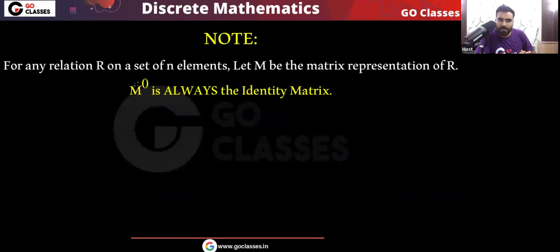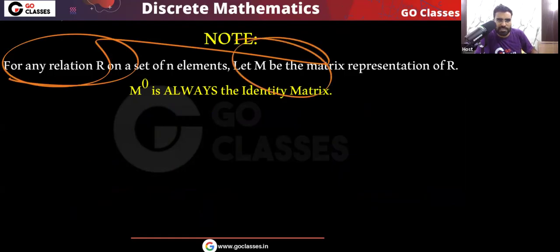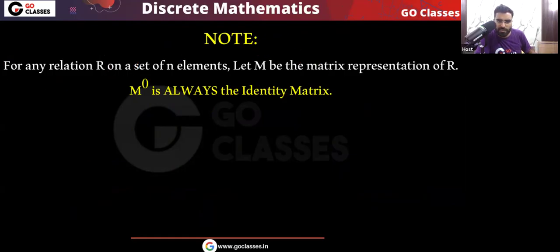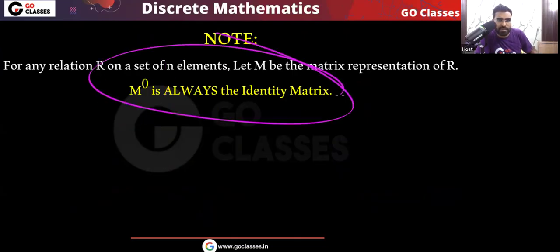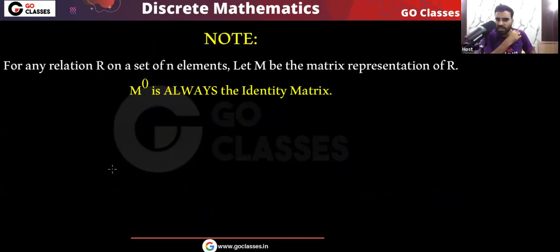Very easy. So this is what I'm saying: whatever relation you take on any base set, M power 0 will always be the identity matrix. And what is M here? M is the matrix representation of R. So for any relation R, if M is the adjacency matrix, or the matrix representation of R, then M power 0 is always the identity matrix. The logic is very simple, because M power 0 represents existence of walk of length 0.